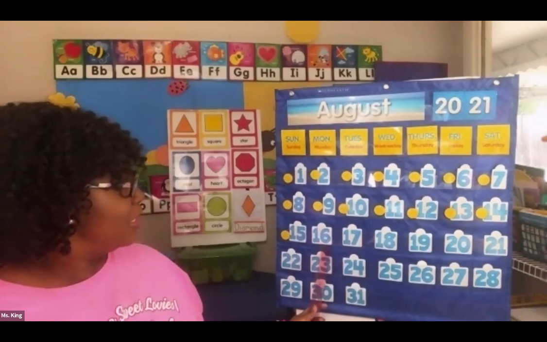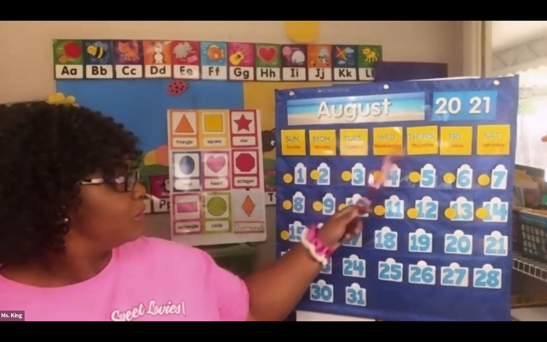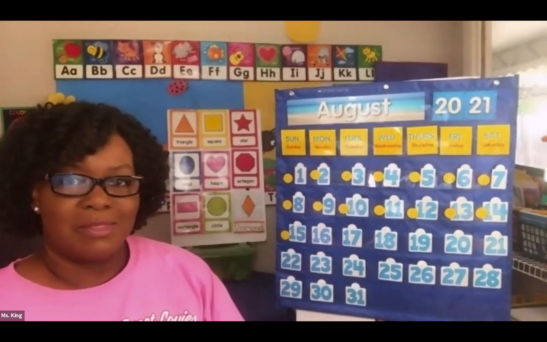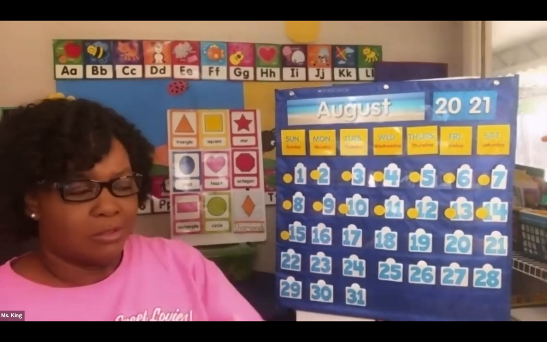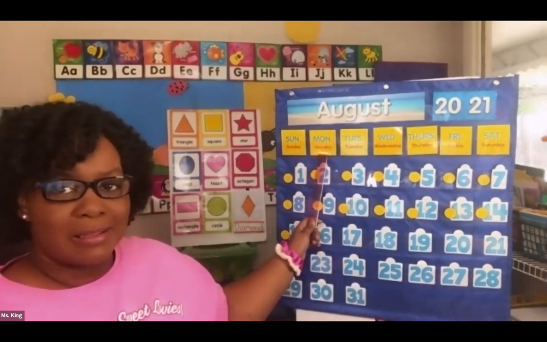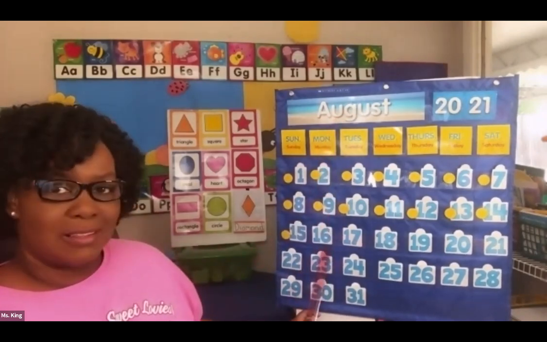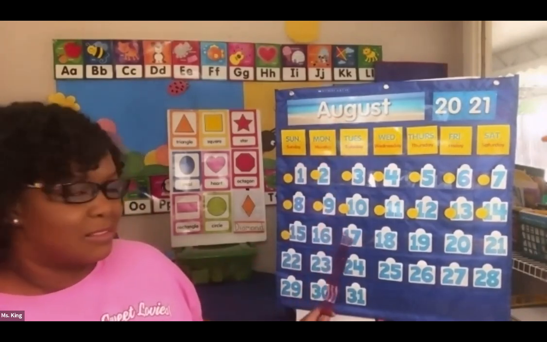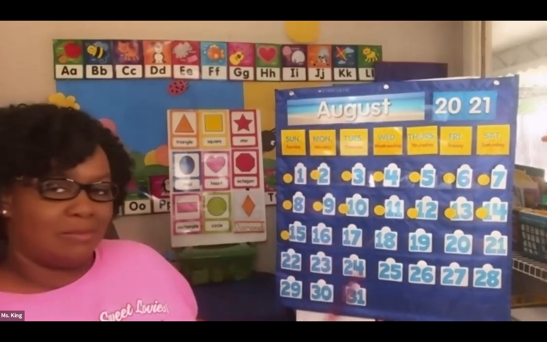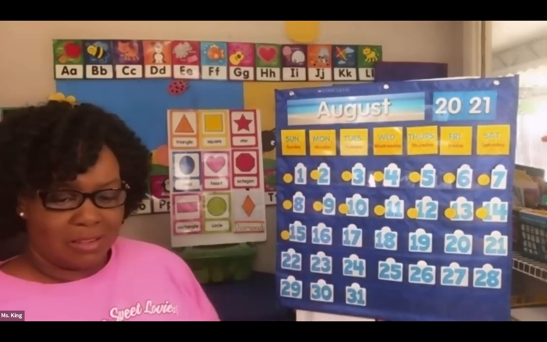All right, 16. Let's say it all together. August, Monday, 16. All right, now let's say it in order. Ready? Today is Monday, August 16. Let's say it again. Monday, August 16. Monday, August 16. Good job, Lovies.